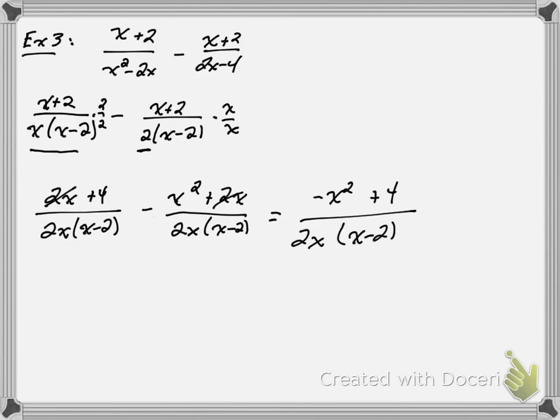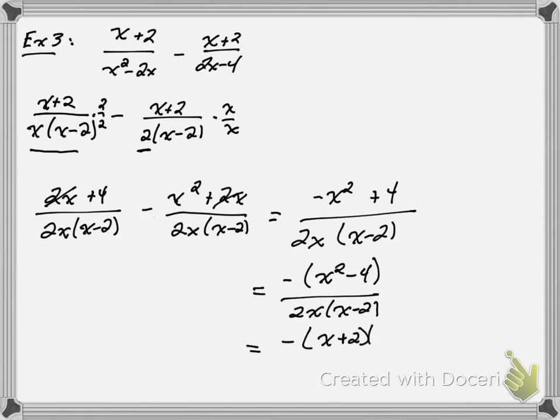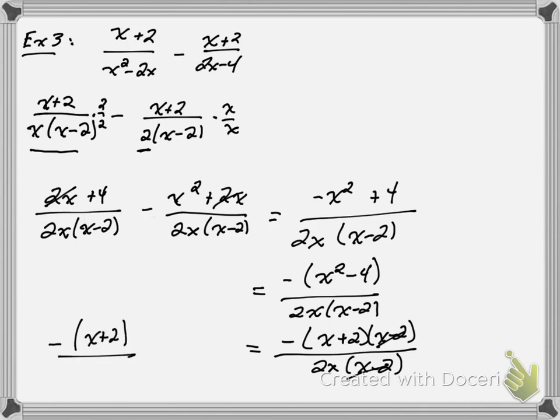And they love throwing these negatives at you because it's kind of confusing. But if I pull a negative out of the top, negative times, what happens? I get x squared minus 4. Now you have a difference of perfect squares. So let's factor the top. Leave the negative out there. That's going to factor into x plus 2, x minus 2, all over 2x times x minus 2. Well, x minus 2s cancel. My final answer here is going to end up being negative x plus 2 over 2x.